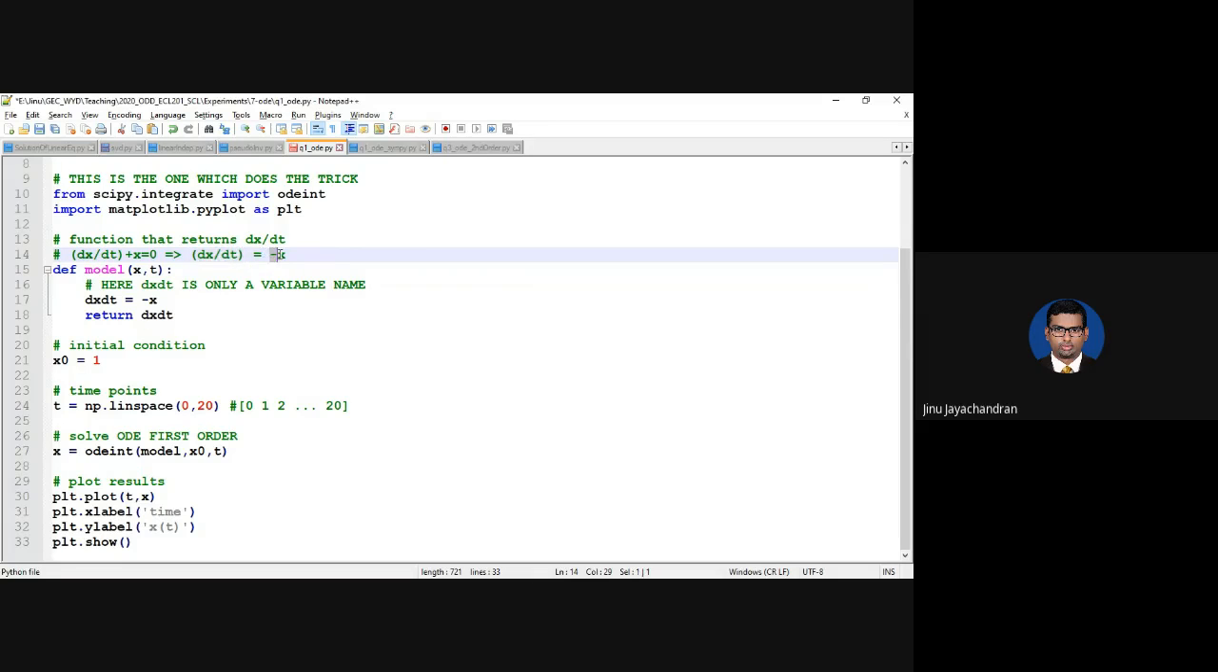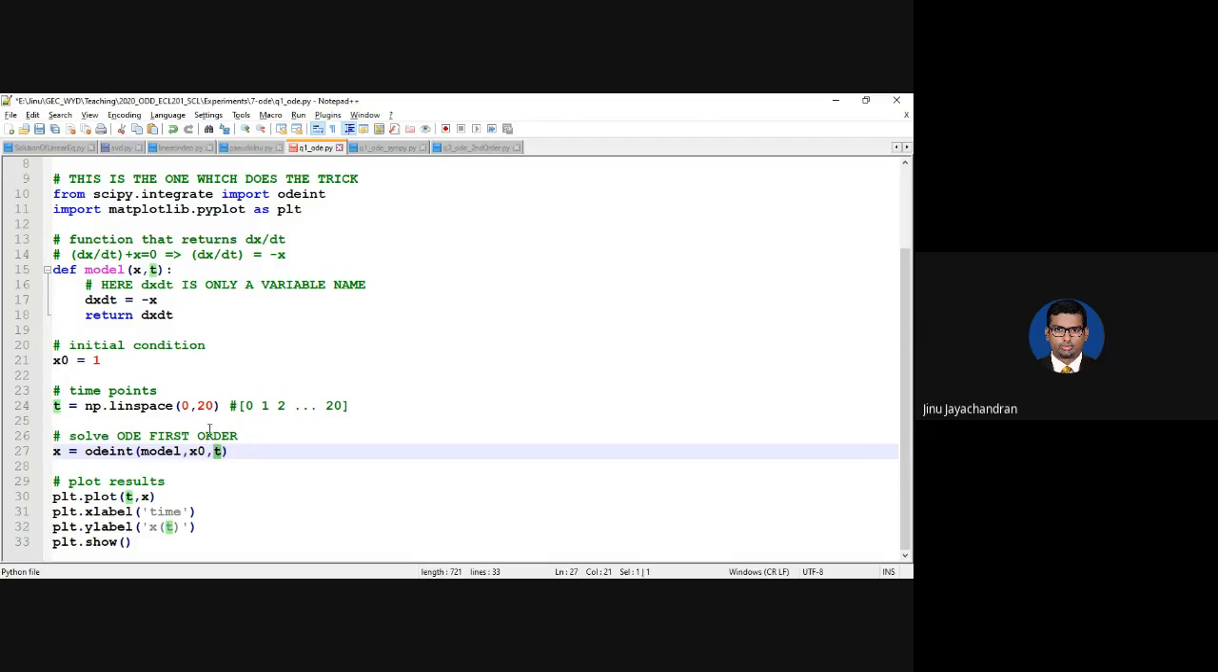Okay. So I return minus x. So dx dt, I guess, is minus x, and I return dx by dt. So when this odeint calls the model, it will get this minus x as the output, and then it will be stored in x. So now x has the solution, in which the values of t are substituted.